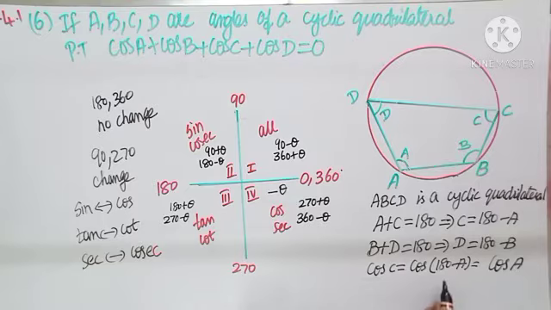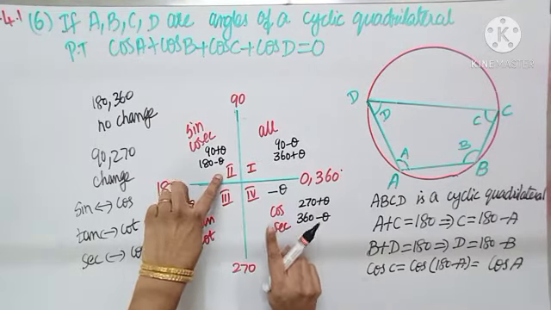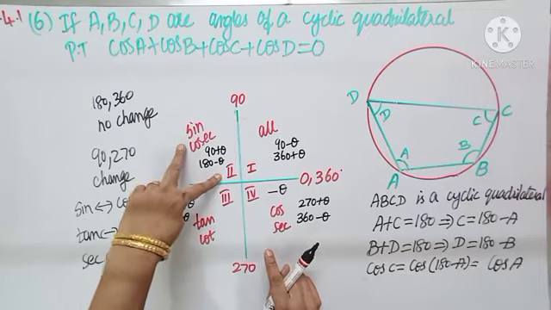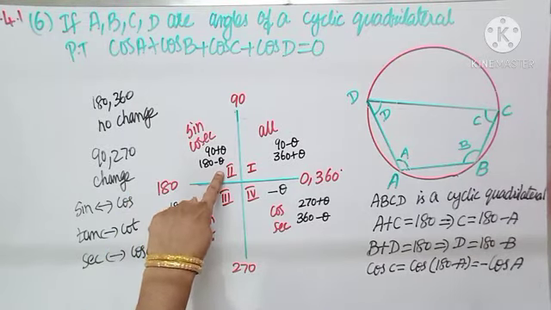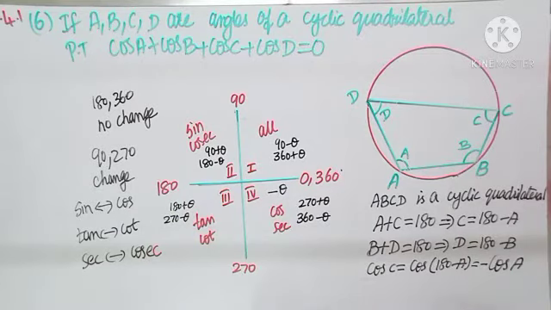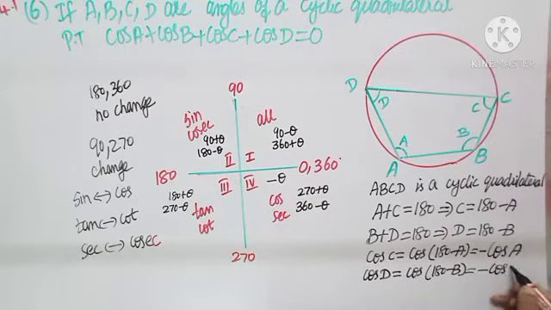But which quadrant is it? 180 minus, I am in the second quadrant. In the second quadrant, cos is negative. Only sine and cosecant are positive. So in the second quadrant, cos is negative. In the same way, I can write cos D equals cos of 180 minus B, that is minus cos B. Put all this in the question.